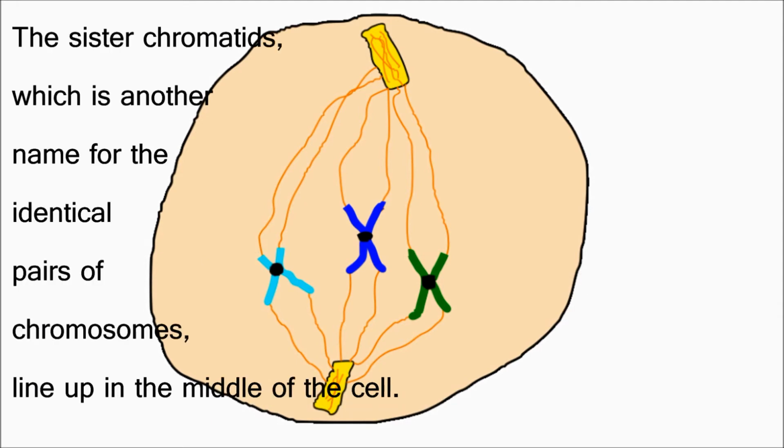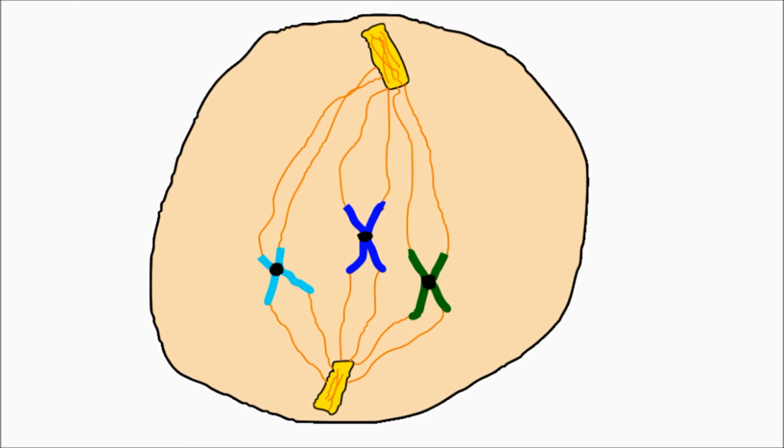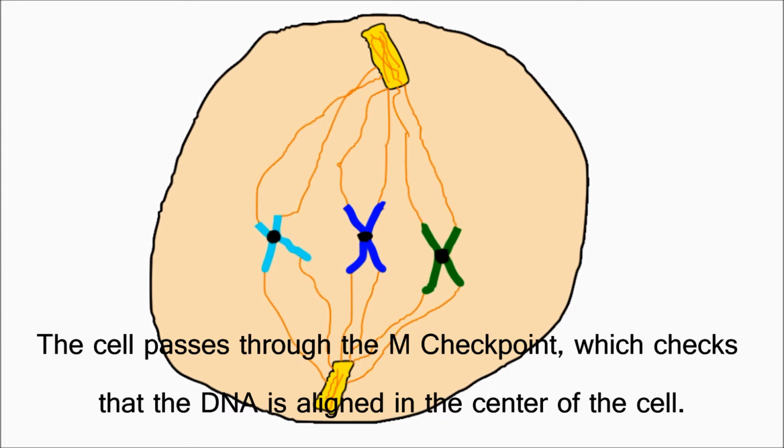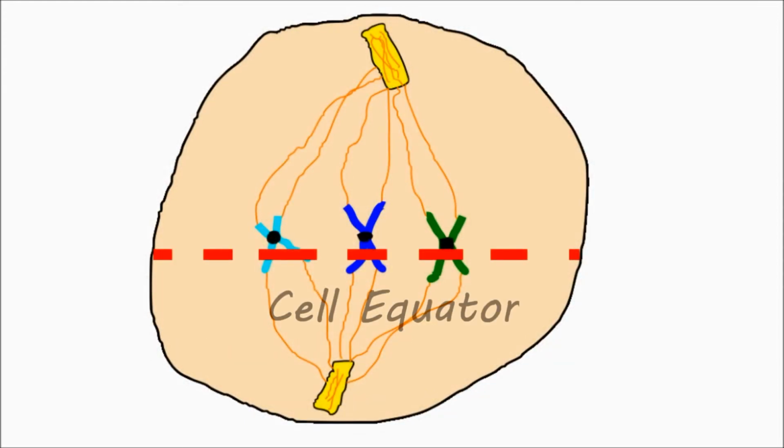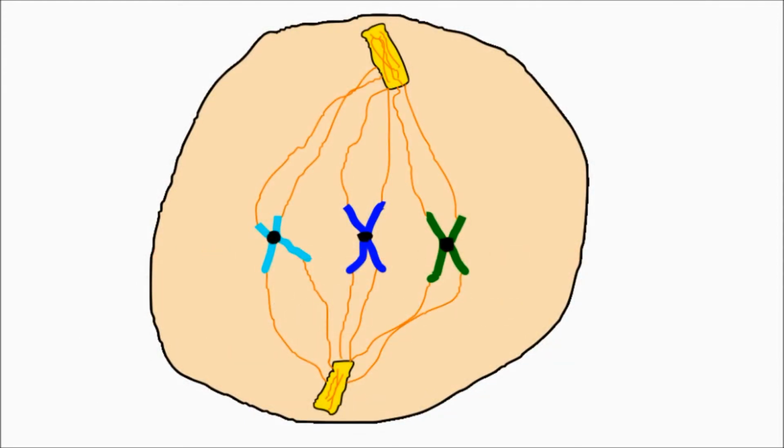The sister chromatids, which is another name for the identical pairs of chromosomes, line up in the middle of the cell. The cell passes through the M checkpoint, which checks that the DNA is aligned in the center of the cell. This center is called the cell equator.